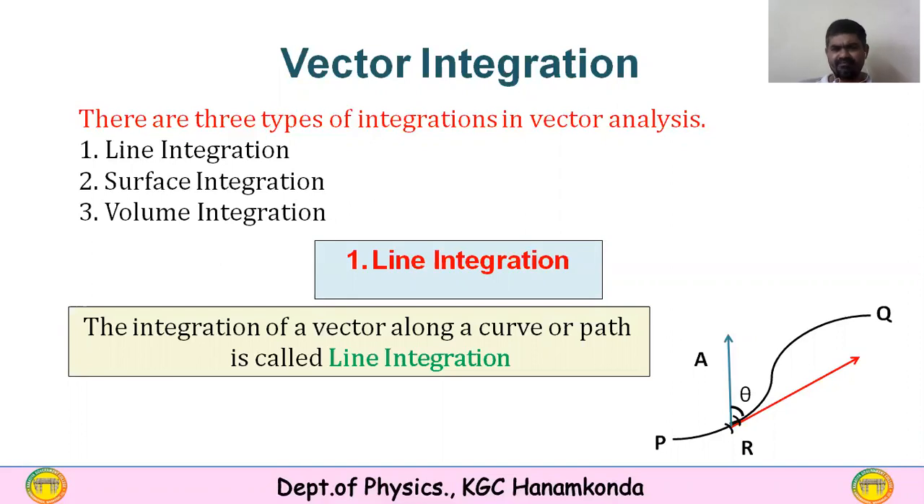Let us see. There are three integrations. One is line integration. Second one is surface integration. Third one is volume integration. What is line integration? The name suggests that it is integration over a line. Therefore, the integration of a vector along a curved path is called a line integration.